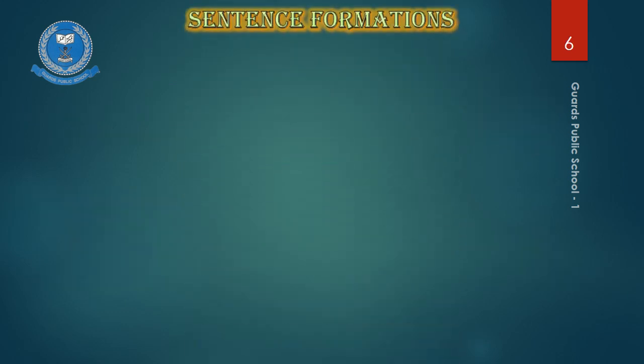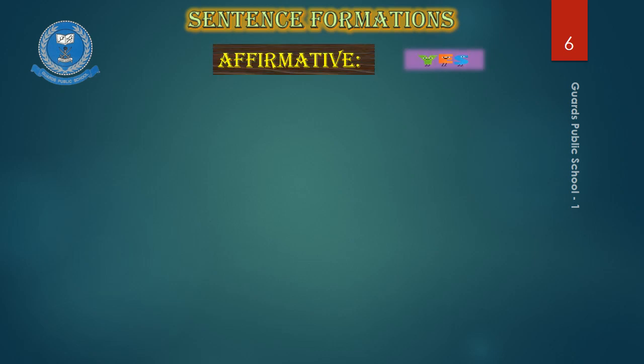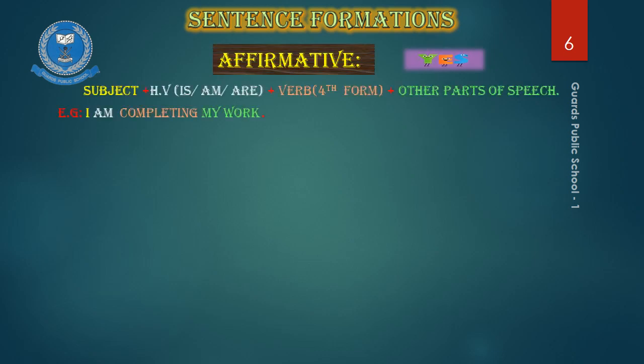The sentence formation in the present continuous tense is like, for the affirmative, we have subject, a helping verb, which can be is, am, or are, as we learned moments ago, then the verb in its fourth form, and the other parts of speech. For example, I am completing my work.